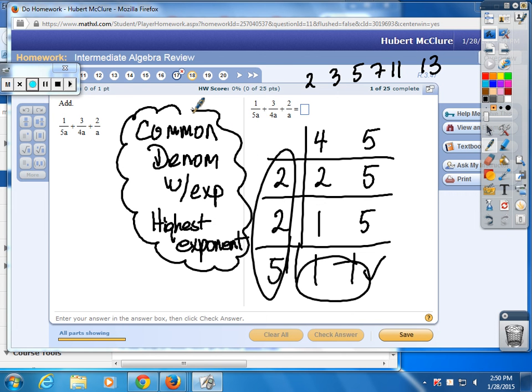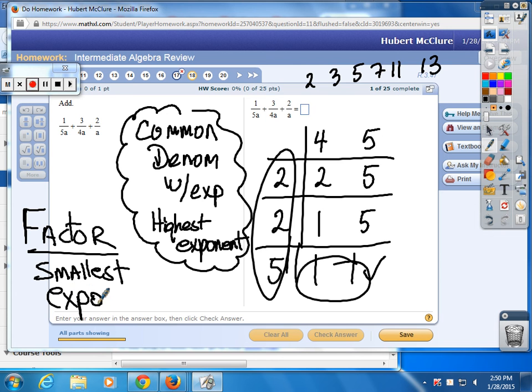Now this was a squared, and this was a to the third. What would the common denominator be? A to the third. 20a to the third. Now when do you use the smallest exponent? When you use the F word. When you factor out a common term, you use the smallest what? Exponent.